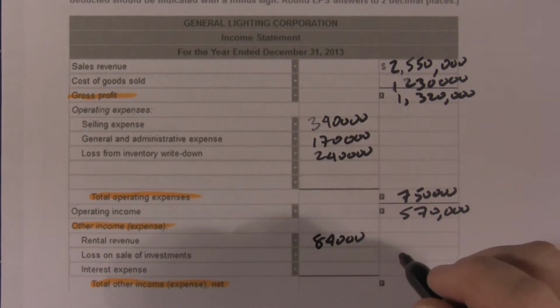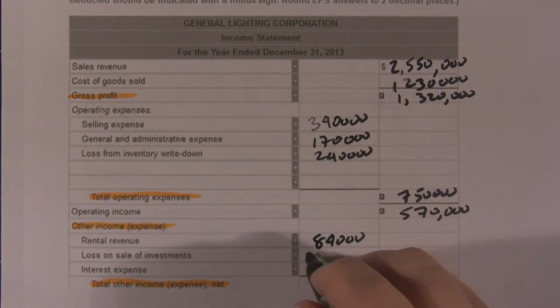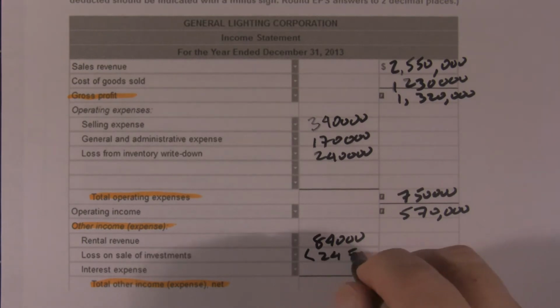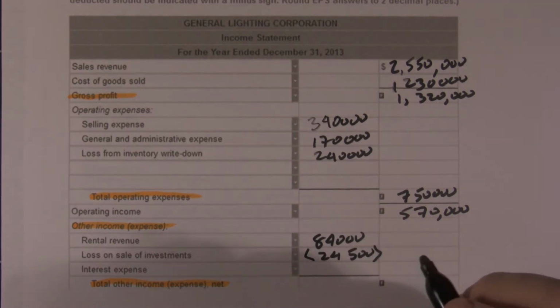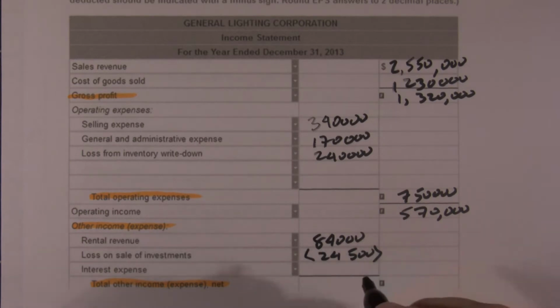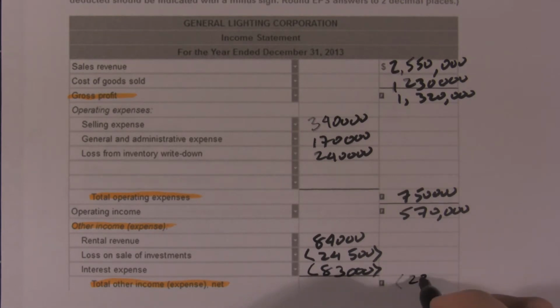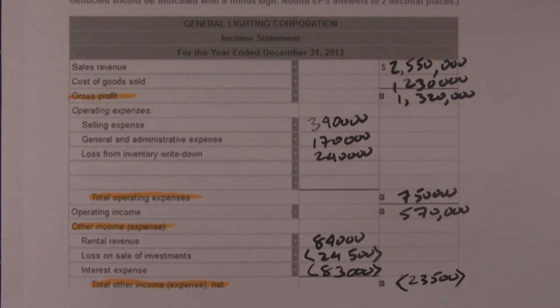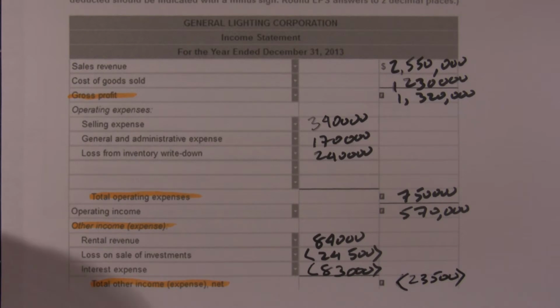Now we'll add to that our rental revenue, which is sometimes simply called other revenue, of $84,000. And then we have a loss on sale of investments, $24,500. And we have interest expense, $83,000. So then we have another subtotal, total other operating income or expense, $23,500. So FASB likes that subtotal because it gives us the total information.